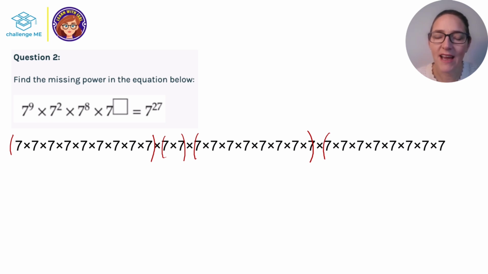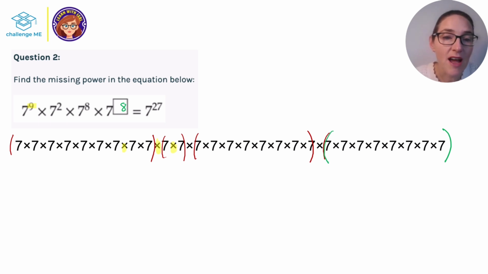And we get, how many have we got there? 1, 2, 3, 4, 5, 6, 7, 8. So our missing power is 8. You might have noticed that actually it's an add calculation because you're going to have 27 being multiplied together, and this multiplication is no stronger or weaker than any of them. They're all equivalent multiplication calculations.